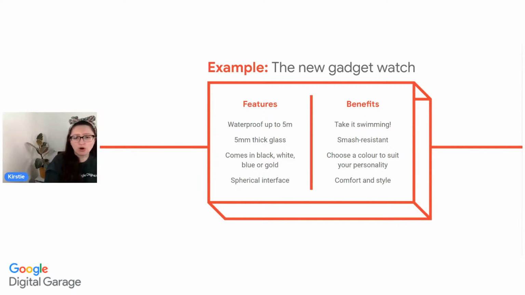Someone looking for a waterproof watch, do they want to know, and I mean, unless they're a scuba diver, do they want to know how far, how deep they can go with that waterproof watch? Or do they want to know, okay, can I have a shower? Can I swim with this? 5mm thick glass, okay, some people are going to want to know how thick the glass is, fantastic, but what's the benefit of having that? It's smash resistant. So if you're selling something like a gadget watch that is waterproof, it's for someone that's quite active, they want to know as a benefit to them as a customer, oh, it's smash resistant.